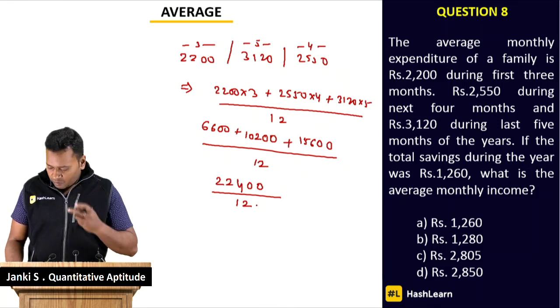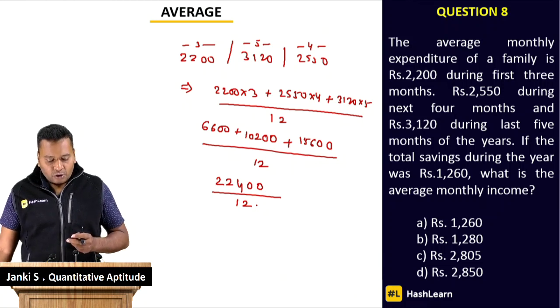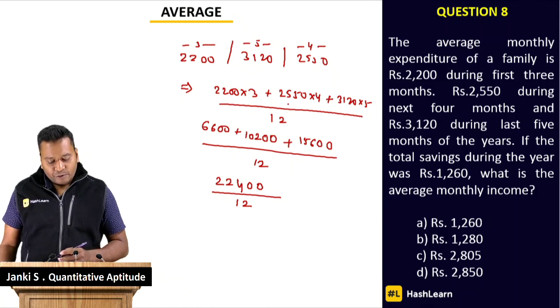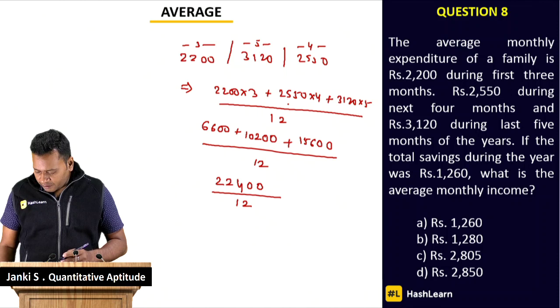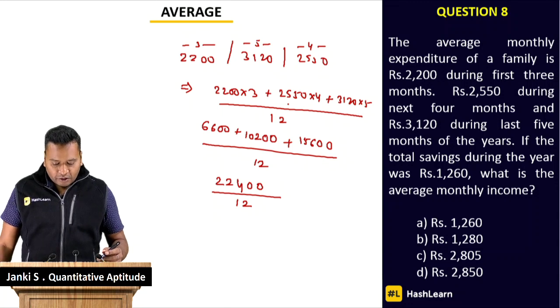So let's cross check it again whether we got the correct values or not. 2200 into 3 is my first, that's 6600. Then 2550 into 4, 10200. Then 3120 is multiplied with 5, 15600. I have to divide by 12, right? So let's divide by 12 here. So if we divide by 12, what are the values we are getting? Let's take the values. So approximately, now this is the first case, right?